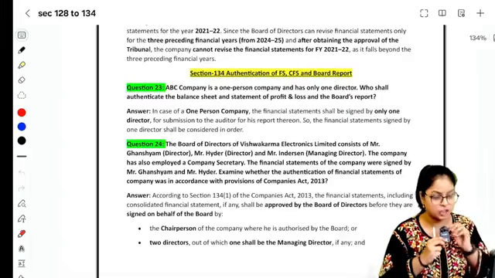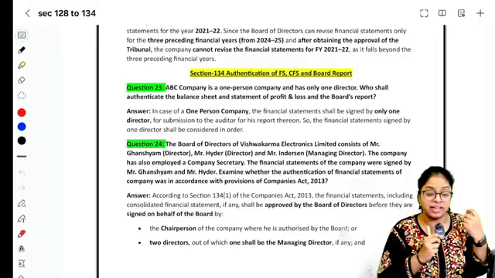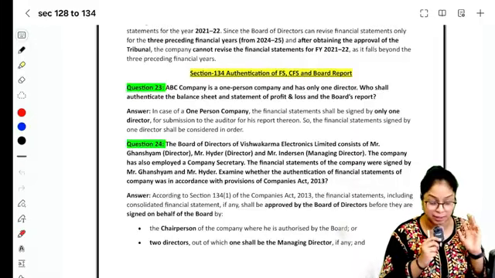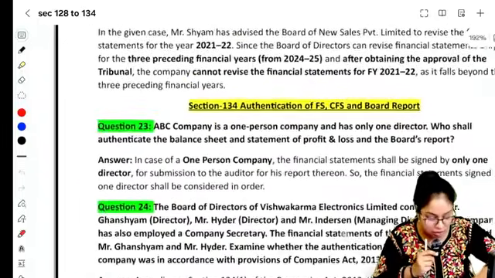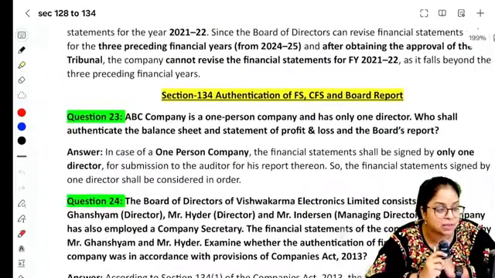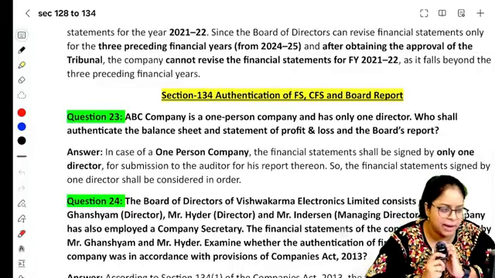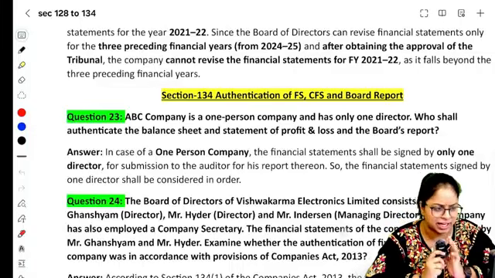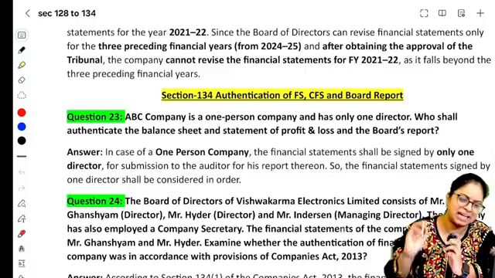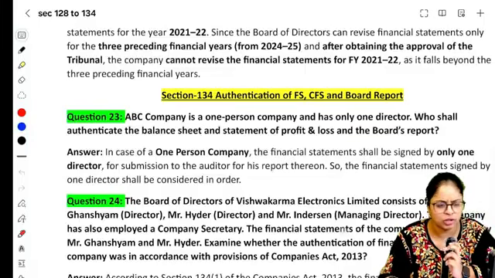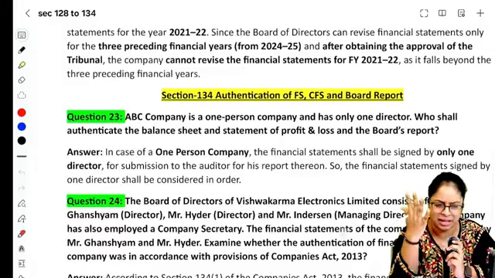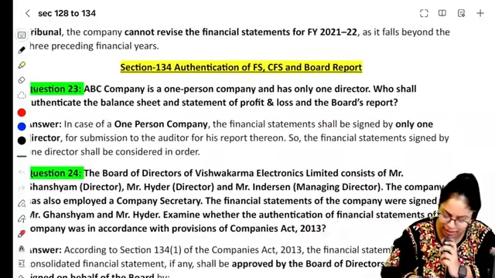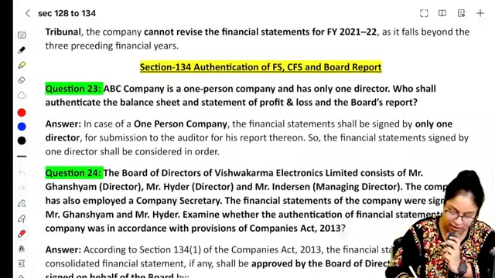ரொம்ப ஈஸியா இருக்கும் questions. மெயினா இங்க நான் சொன்னல அந்த யாரு சைன் பண்ணலாம் நம்மளோட financial statements and board report இத பேஸ் பண்ணி தான் நிறைய questions கேட்டிருக்காங்க. Look at the first question. ABC is one person company and it has only one director. ABC company is an OPC and it has only one director. Who shall authenticate the balance sheet and the statement of profit and loss? Who will authenticate? ஒரு director இருந்தா one director பண்ணா போதும். Two director, one should be managing அப்படிலாம் அவசியமே கிடையாது. OPCல ஒரு director sign பண்ணாலே it's more than sufficient.